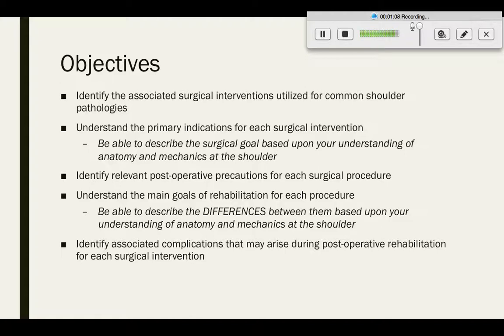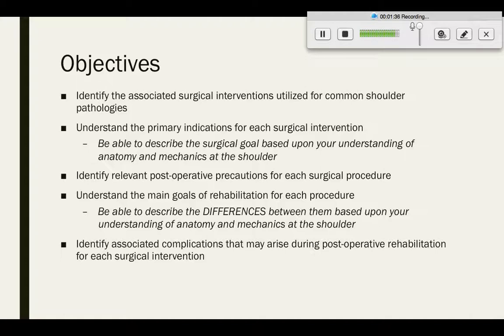The biggest key to really understanding postoperative management of the shoulder is to really understand the anatomy and the mechanics that are occurring at the shoulder joint, and then linking those to the procedure that was performed. So that will be key for you with studying and reviewing. It will help you to identify relevant precautions for each procedure and to effectively describe the differences between the procedures.